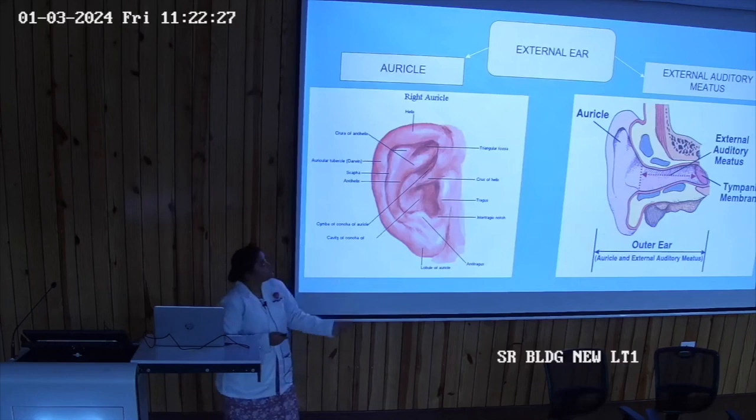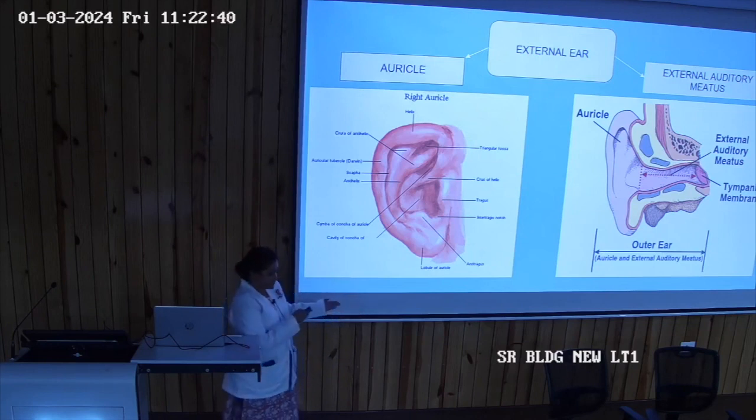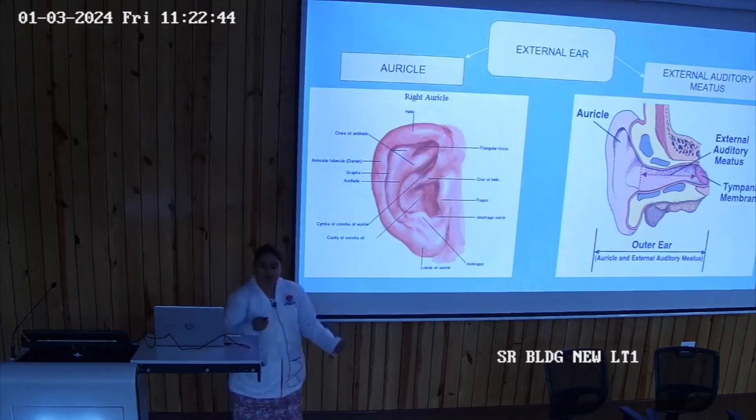External ear consists of two parts: auricle and external auditory meatus. Auricle or pinna is a trumpet-like undulating projection from the side of the head which collects sound vibrations from the ear. The external auditory meatus extends from the auricle to the tympanic membrane. It is a 24 mm long tube and it is an S-shaped curve.